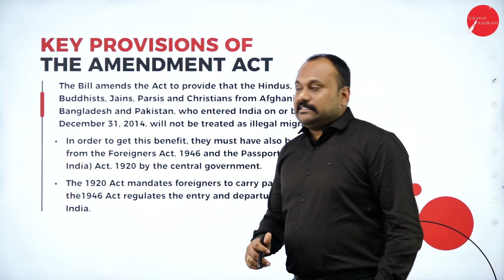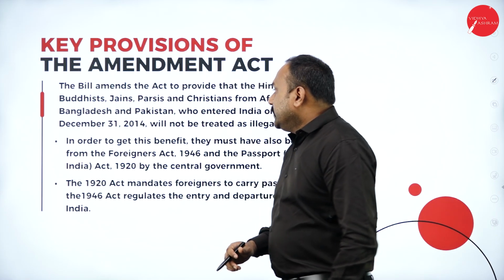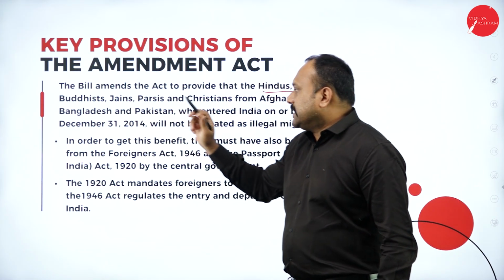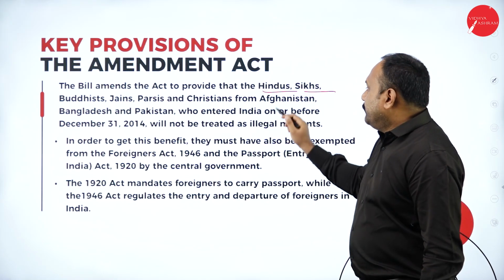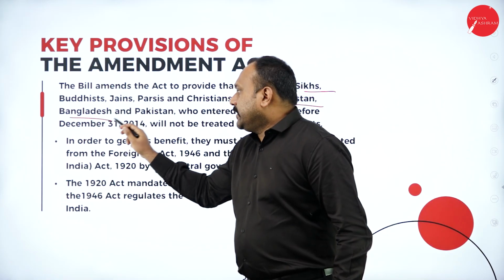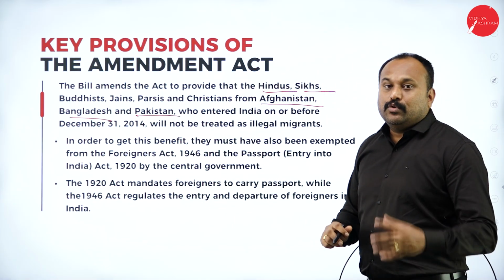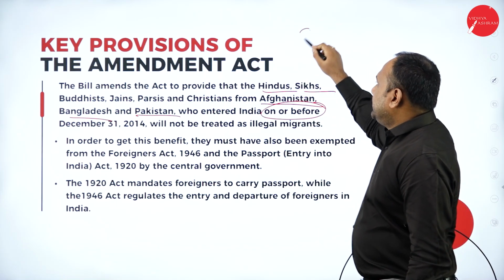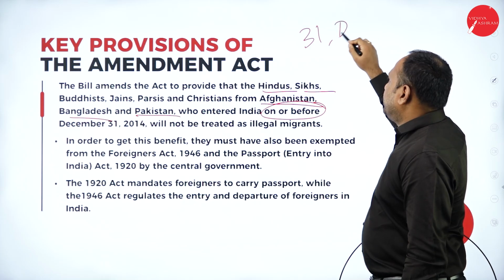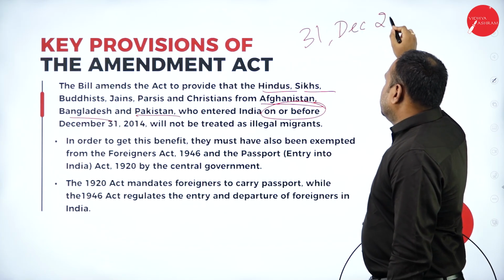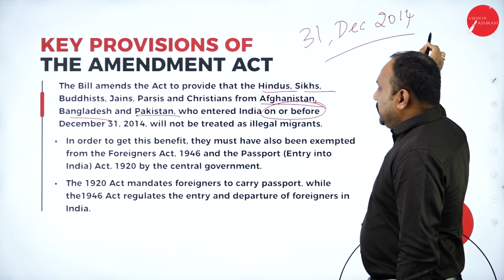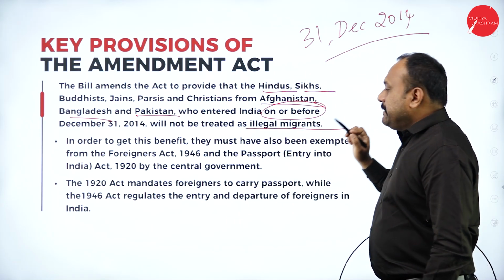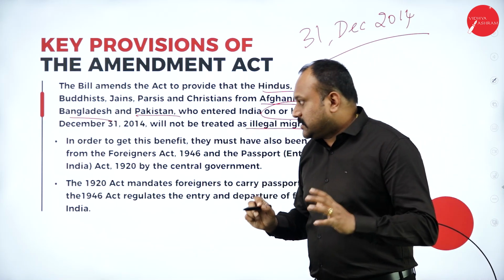The bill amends the act to provide that the Hindus, Sikhs, Buddhists, Jains, Parsis and Christians from Afghanistan, Bangladesh and Pakistan who entered India on or before the 31st of December 2014 will not be treated as illegal migrants. That is what the bill says.